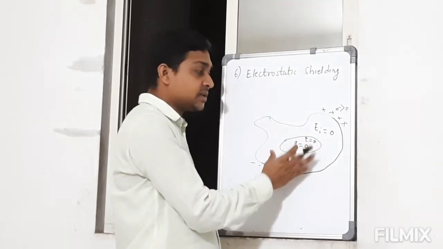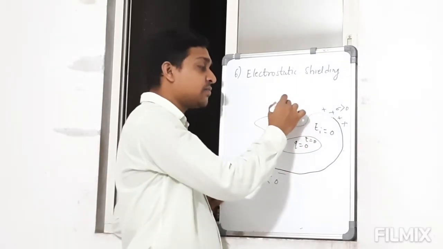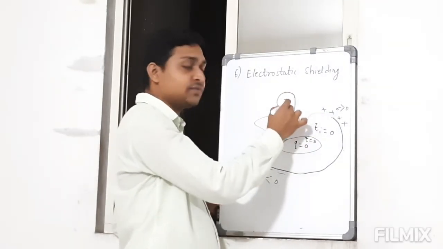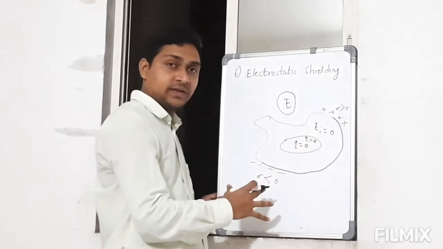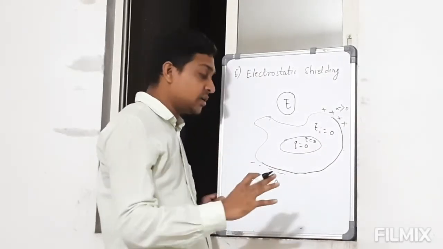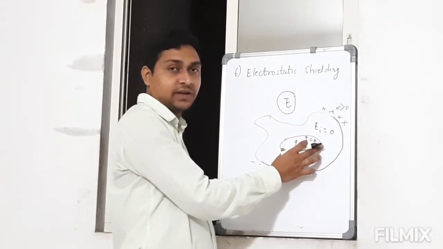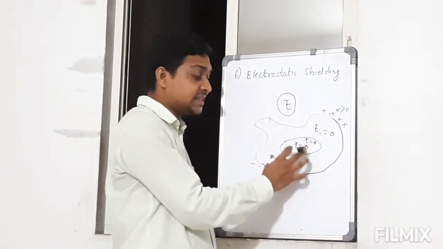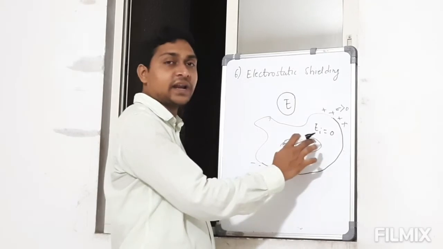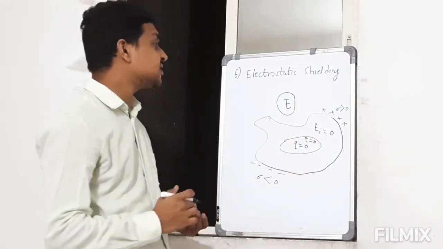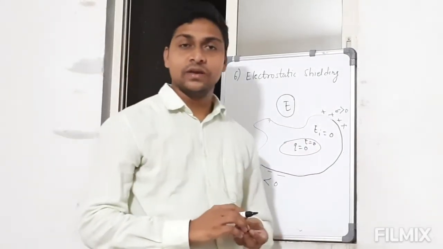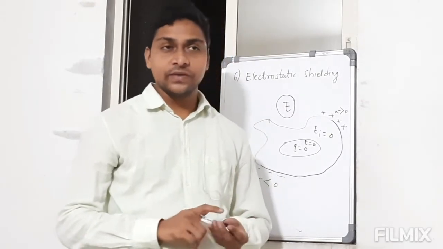Because of this, whatever electric field we have in the surrounding, strong enough or weak enough, it has no effect on the charges or whatever we can have inside the cavity. So inside the cavity, charge is always 0 and electric field is always 0. This is a very useful property of the electrostatic conductor.